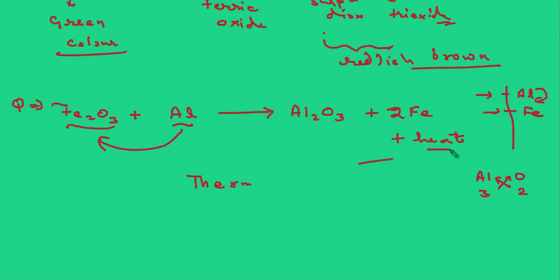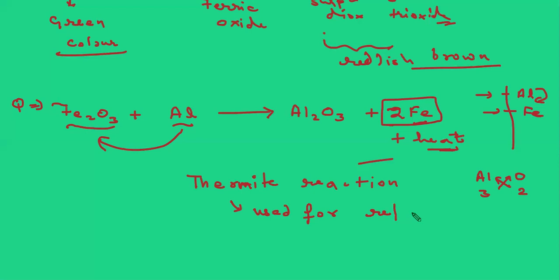Molten iron is used for repairing work, for repairing the railway. So this iron is being produced here, and it is molten iron because the reaction is taking place at a very high temperature. So this is known as the thermite reaction. It is a very important reaction, and it is used for repairing broken railway tracks. Thermite reaction, used for repairing broken railway tracks.